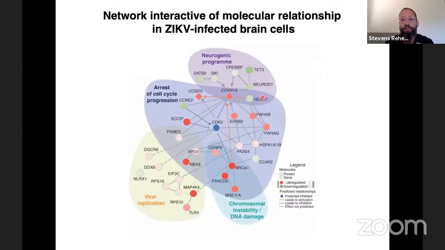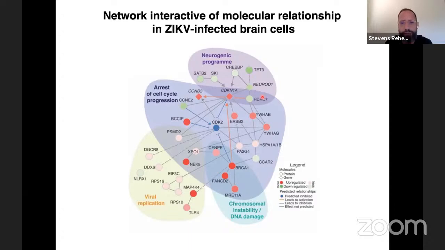after that paper, we also decided to see what would be the proteins that could be altered by the infection. So in this study, we combined proteomics with other techniques to evaluate what would be the proteins going up and down after the infection. We found that the cells of the brain are hijacked for viral replication, which causes chromosome instability, DNA damage, and then the arrest of the cell cycle, and also the interruption of the neurogenic program.